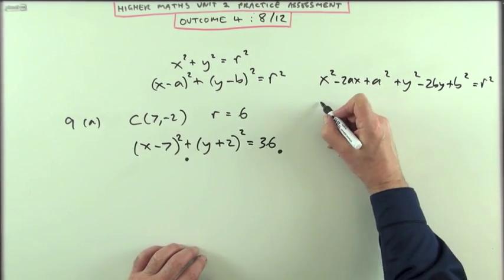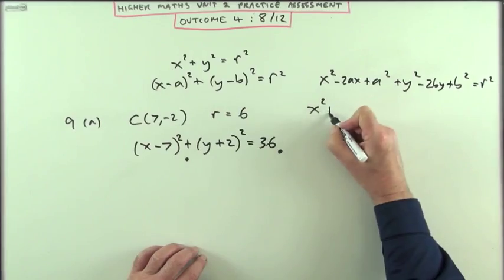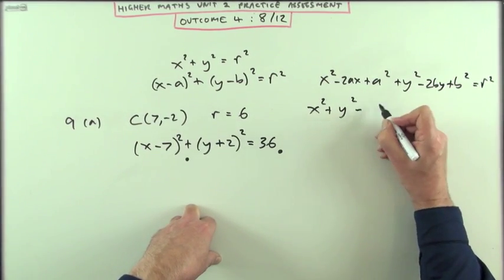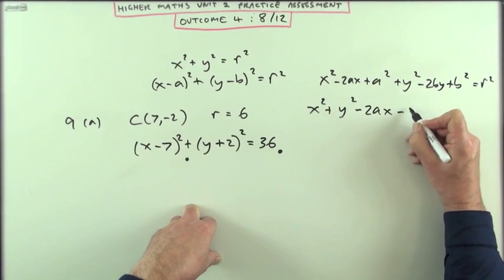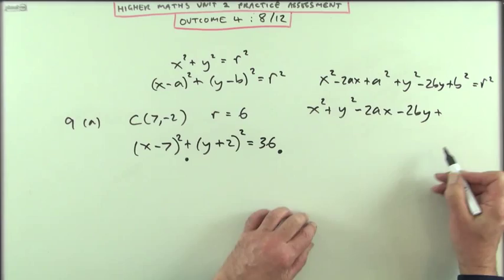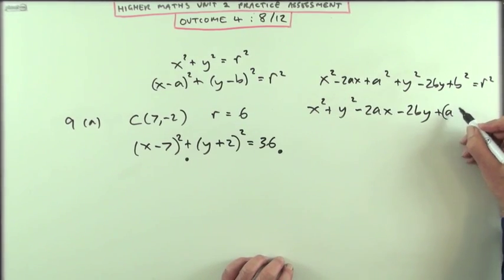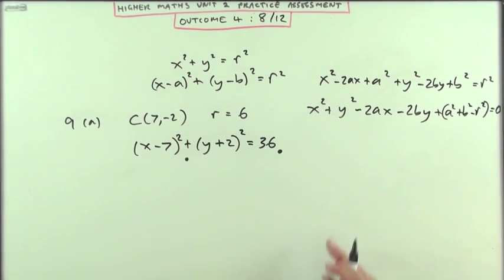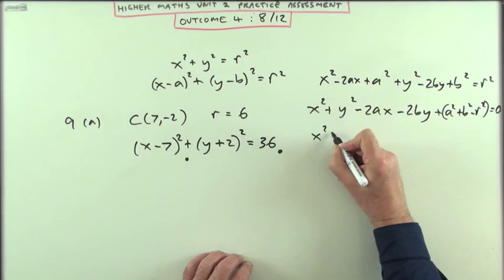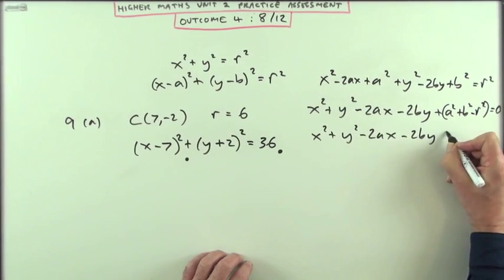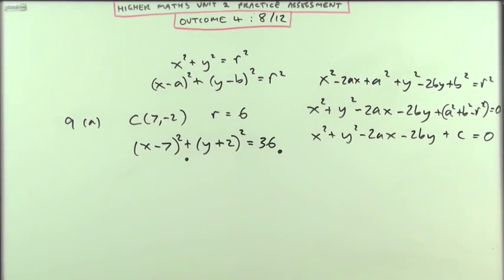And then just gather the terms in order. x squared plus y squared. Then the single terms, minus 2ax minus 2by, except you've now got three parts here that all just form the constant at the end. You've got a squared and b squared. If I bring the r squared over, minus r squared equals 0, which would be the expanded form. x squared plus y squared minus 2ax minus 2by plus, just call that c, equals 0.